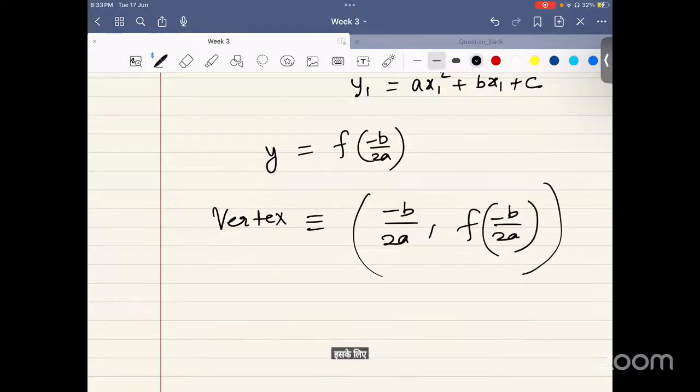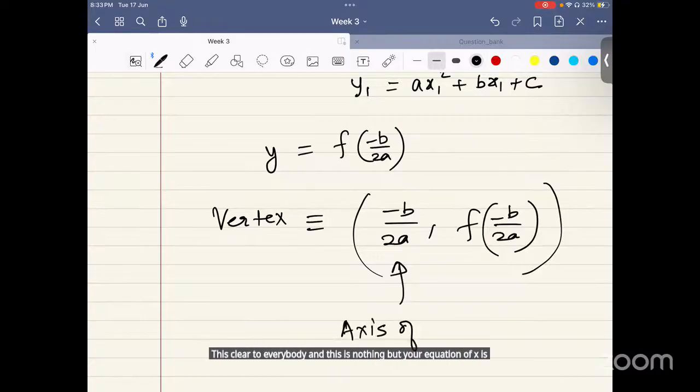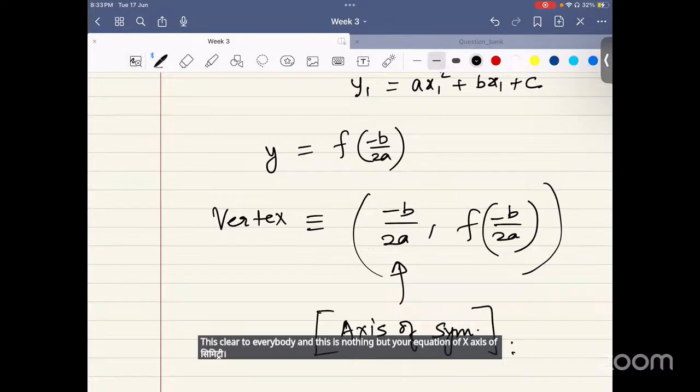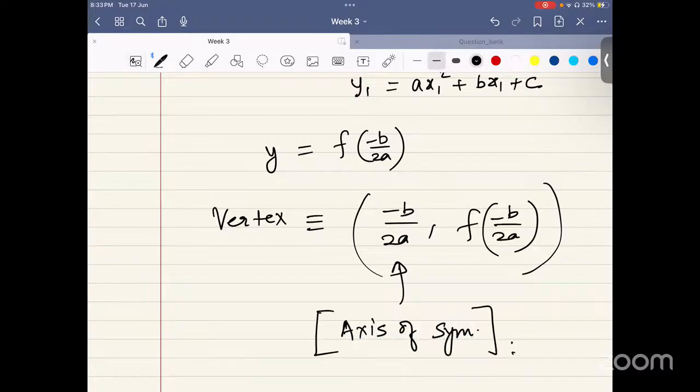Is this clear to everybody? And this is nothing but your equation of axis of symmetry. Till now, everything is clear, right? To everybody? Yes, sir.